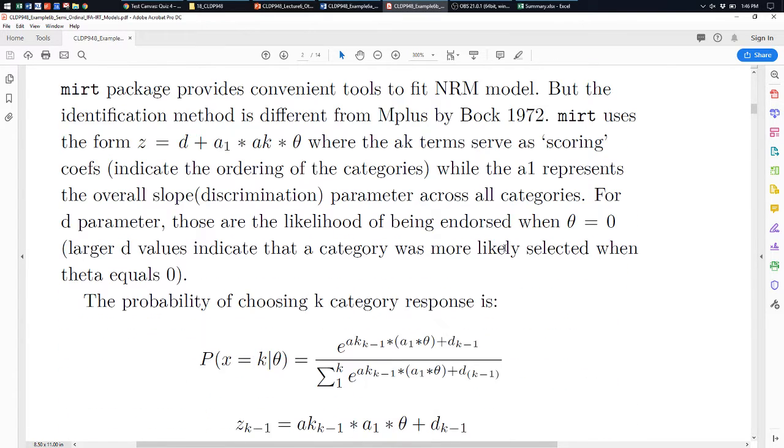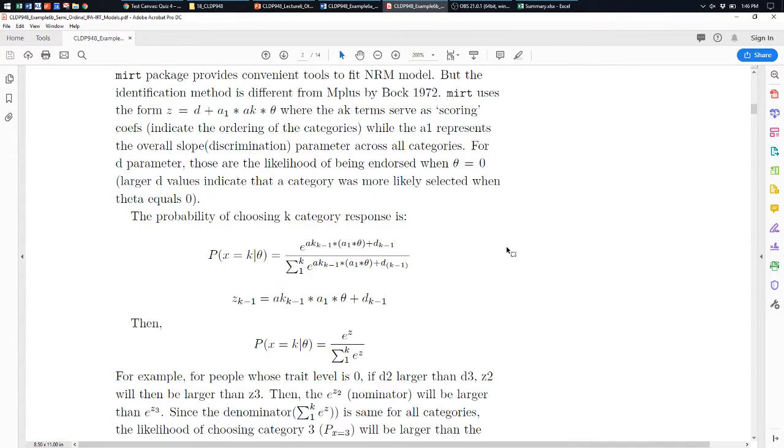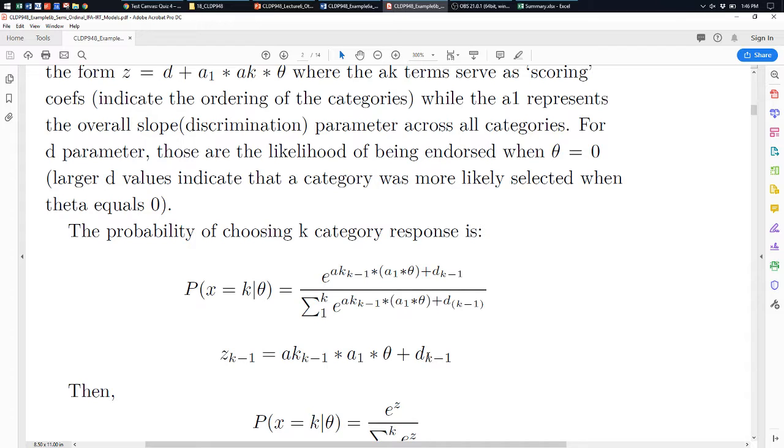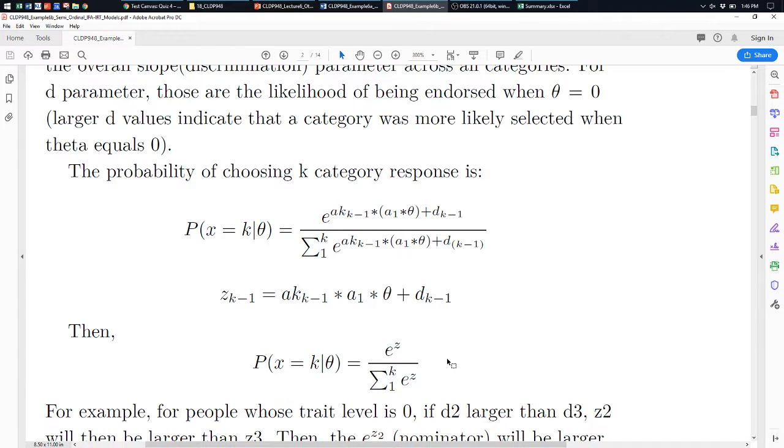So here's real data. Because R and M+ have different parameterizations for the nominal response model, here I show how R treats it. In the first paragraph, this formula is for the nominal response model. For category k, the probability of choosing this category will be like this. The denominator is all categories together, and the numerator is this specific category. So this model is also called the divide-by-total model.